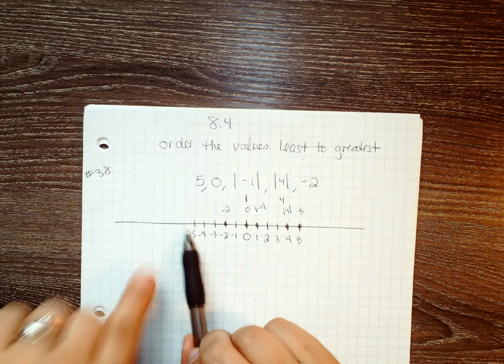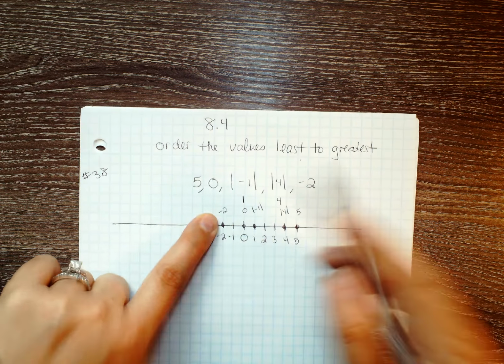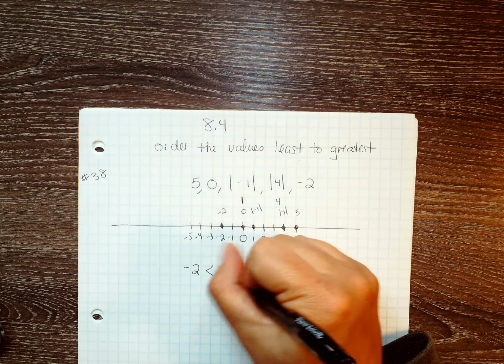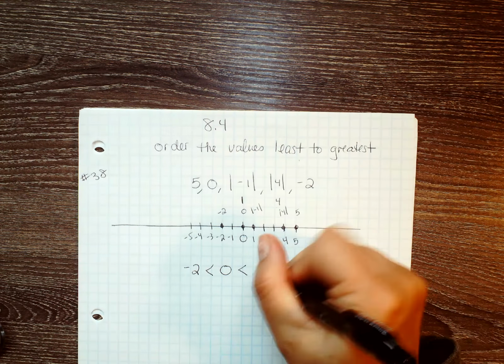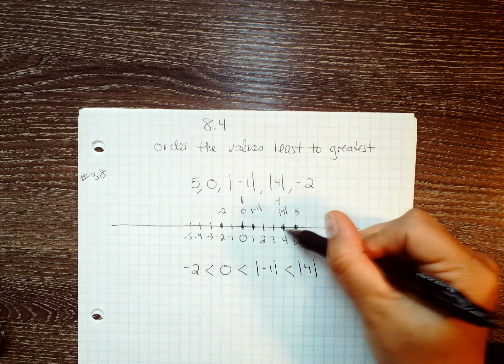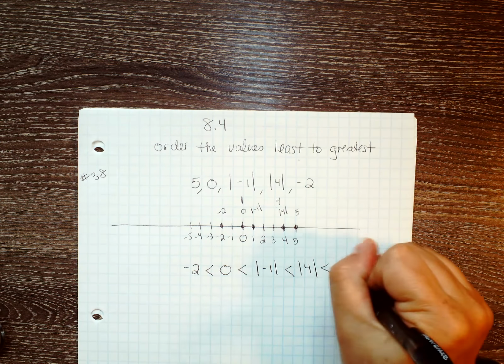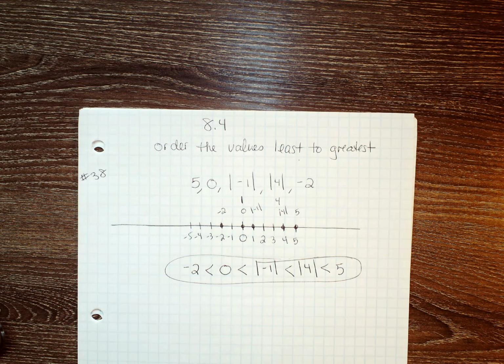All right, so let's go from here. And furthest to the left is -2. So you're going to write -2 is less than. Then our next one is 0. Next one is absolute value of -1. You always want to go back to the original. Then absolute value of 4. And then less than 5. And that's how you solve ordering least to greatest with absolute values.